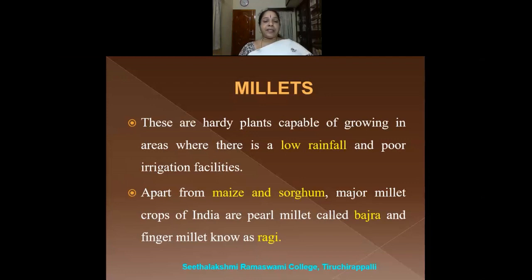Apart from maize and sorghum, that is cholam, the major millet crops of India are the pearl millet, called bajra, which is kambu, and finger millet, which is known as the ragi. If you look at this ragi crop, the top looks just like fingers, so it is called the finger millet. These are the millets that are commonly cultivated in India apart from rice and wheat.